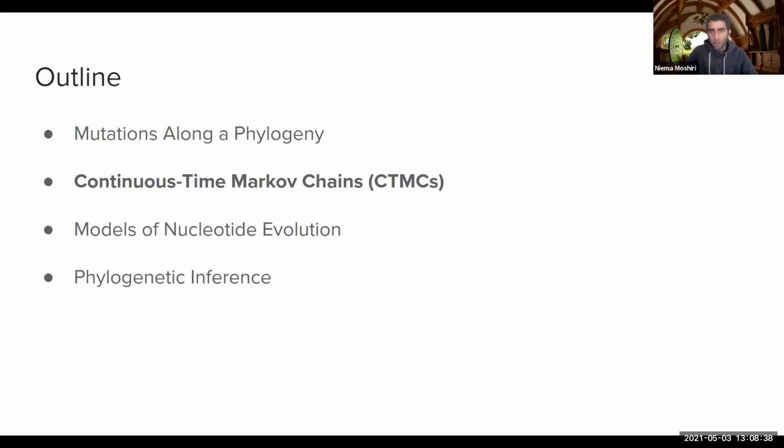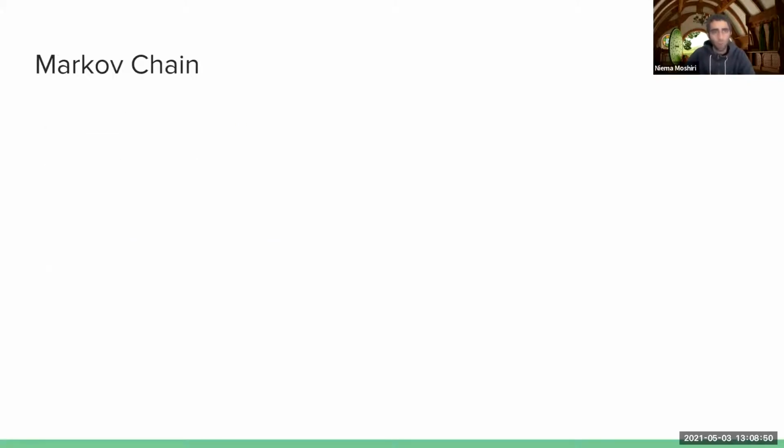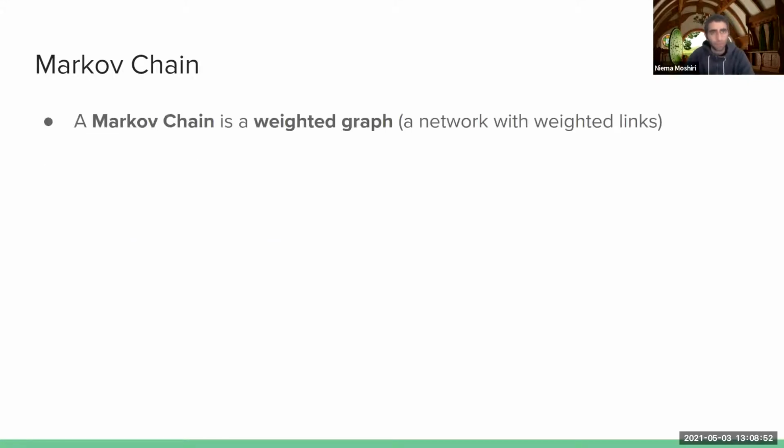Okay, so that's the context. Let's first talk about continuous time Markov chains. This is going to be the framework around which any modeling that we do is going to be centered. So first, what is a Markov chain? A Markov chain is a weighted graph. If you've taken a CS class, you might have heard the term graph, but a graph is just a network. So a Markov chain is just a network where the connections between any given nodes have some weight associated with them, some value.